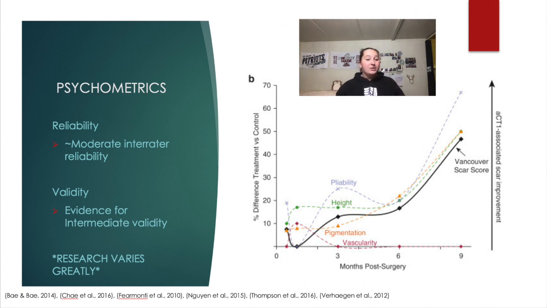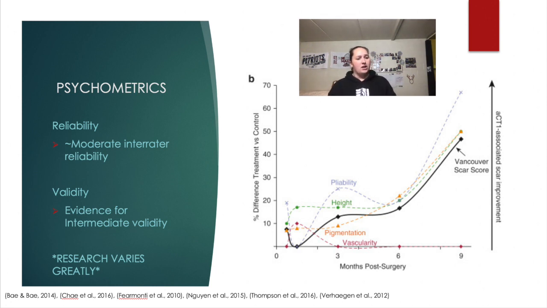As far as reliability goes, you'll see that I have on here moderate inter-rater reliability, and that's because some articles that I read said that it had really good inter-rater reliability, and some said that it had low to moderate or just low inter-rater reliability. So I kind of split the difference, went in the middle. Again, I think it depends on the person and how they are measuring, I guess. And then there is evidence for intermediate validity.